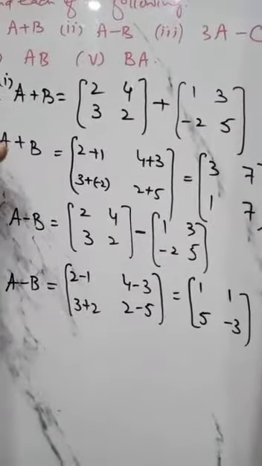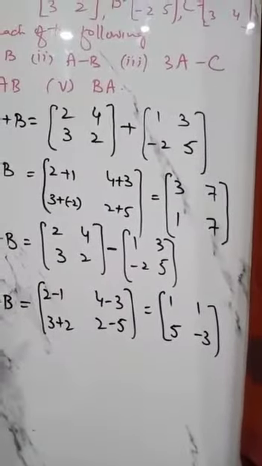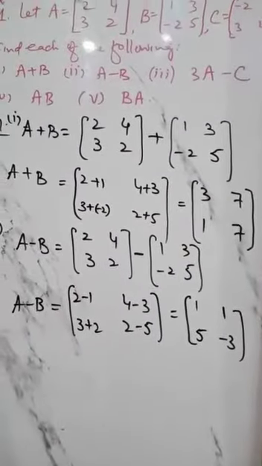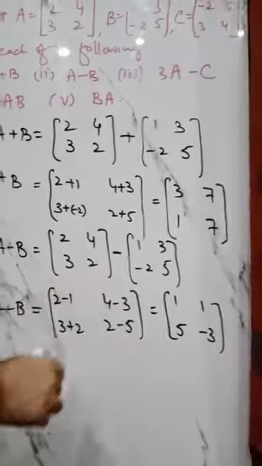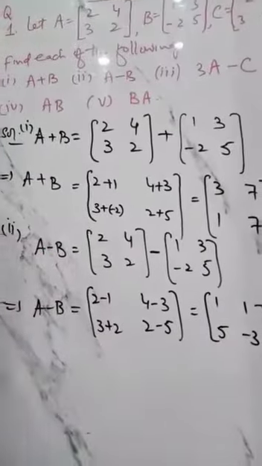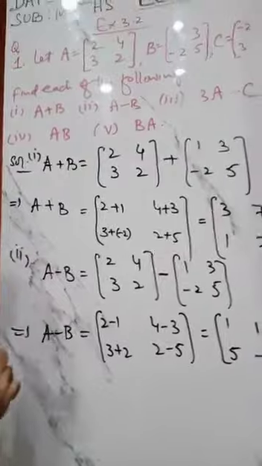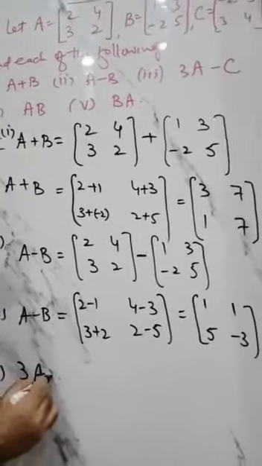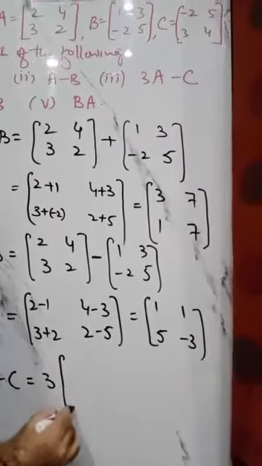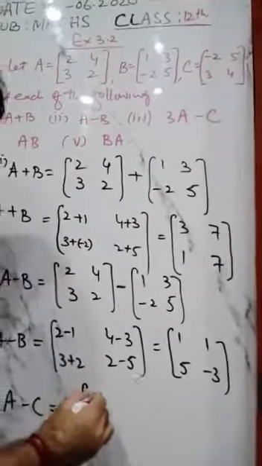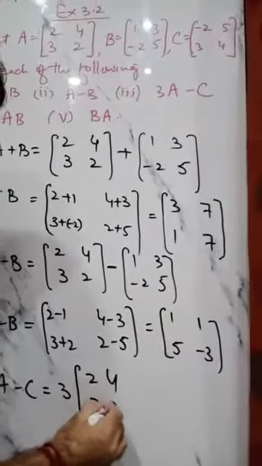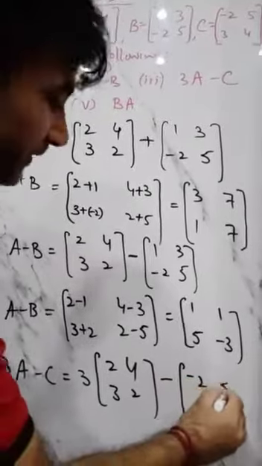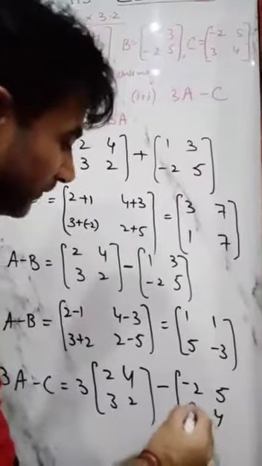So A plus B is 3, 7, and 1, 7, and A minus B is 1 5 and 1 minus 3. Now the third part is 3 times A minus C. So 3 times A. What is your A matrix? That is 2 4 and 3 2, minus C. C is minus 2 5 3 4.